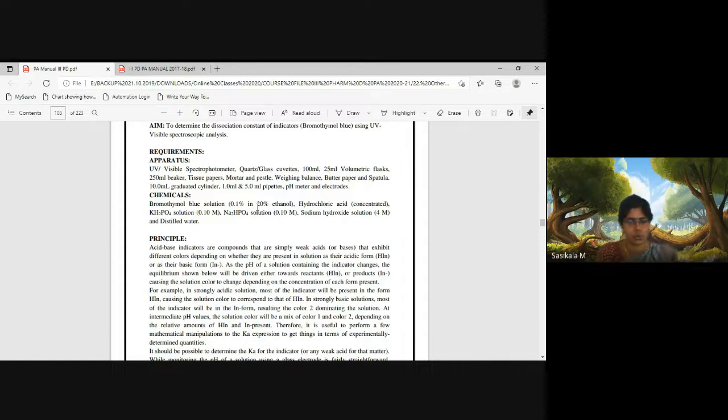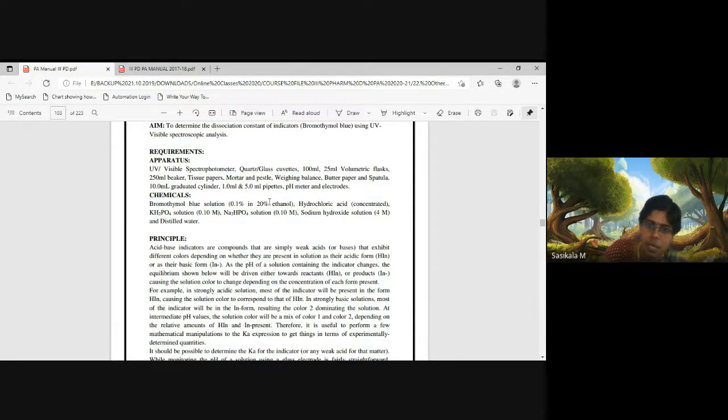Standard flask, you know, that is a narrow-mouthed flask. It may be called a volumetric flask. A 100 ml capacity volumetric flask is taken. In that add 0.1 gram, that says about 100 milligram of bromothymol blue, which is equal to 0.1 gram. That is transferred to the 100 ml flask.